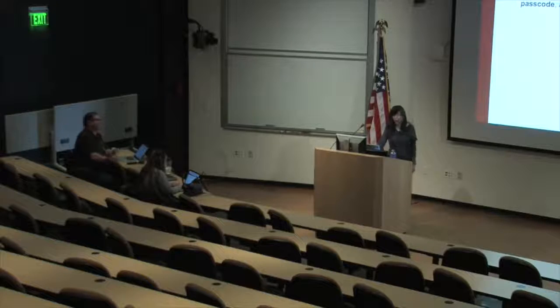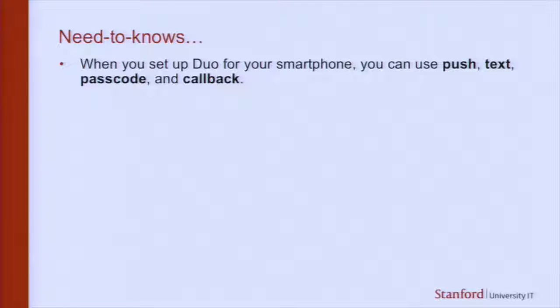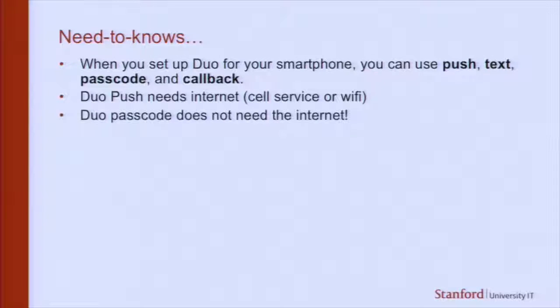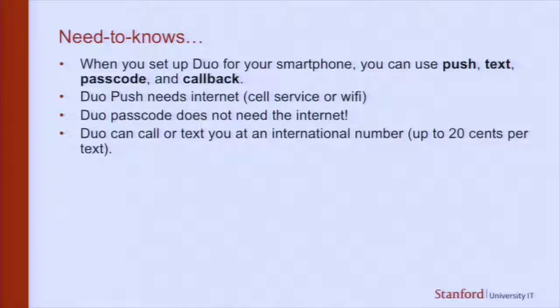So as we were talking before, when you set up Duo for your smartphone, you can use any of these four methods. Right now you're using the original SMS text message. You didn't even set up Duo to get your text message. It just automatically works, and that's the way we pushed it out. Duo Push does need the internet, cell service or Wi-Fi. Duo Passcode does not. So getting that passcode on Duo doesn't need an internet connection, so you could do it on the airplane. You could do it in a foreign country without having an internet connection.